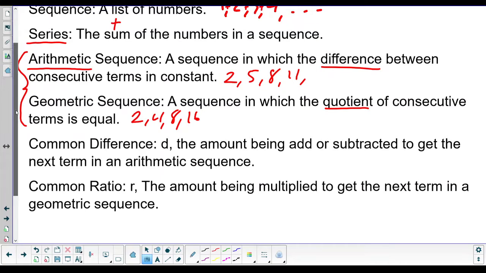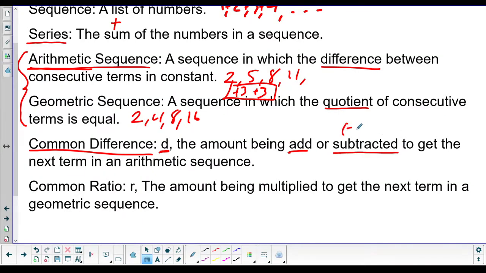For an arithmetic sequence, the name of the number we are adding each time, so the name of this 3, is the common difference. And we use lowercase d for the variable. So d is just the amount being added or subtracted. If it's subtracted, it'll be a negative number to get the next term in the sequence.